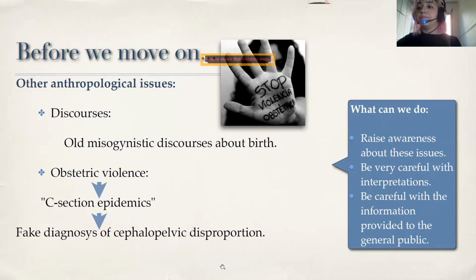And so in this case, in my opinion, the best thing we can do as women scientists is, first of all, to be aware of all these problems, to be very, very careful with the interpretation of our data, and even more careful with the quality of the information that we are providing to the general public, to avoid these misunderstandings and misuses of science.